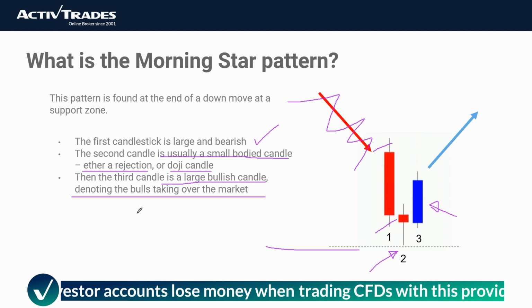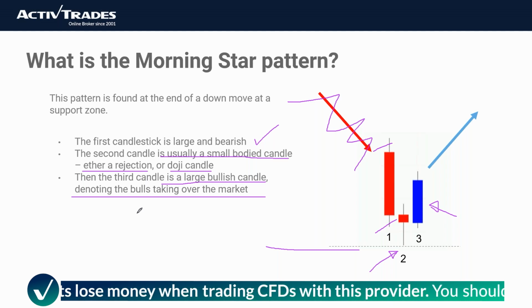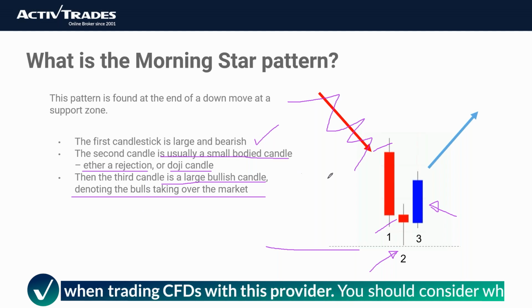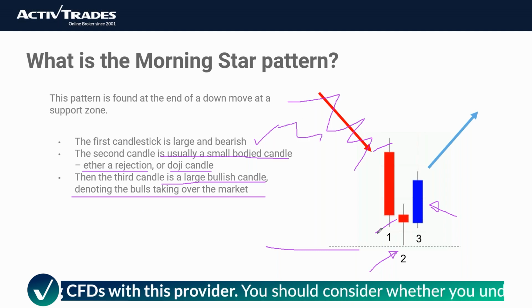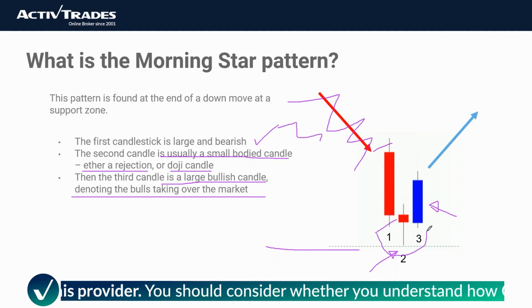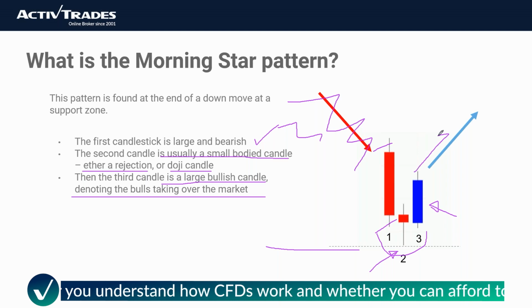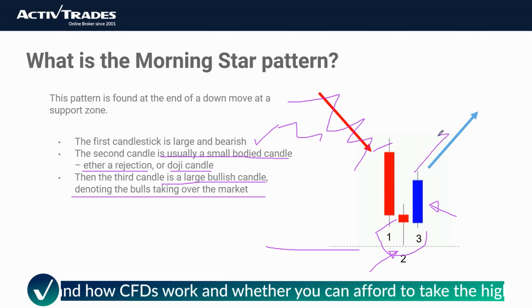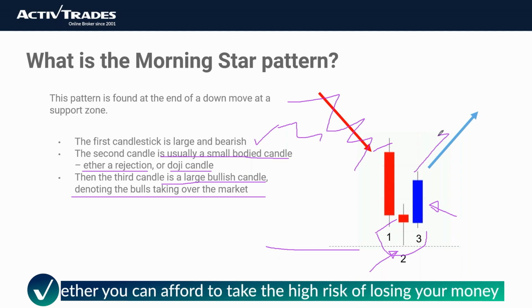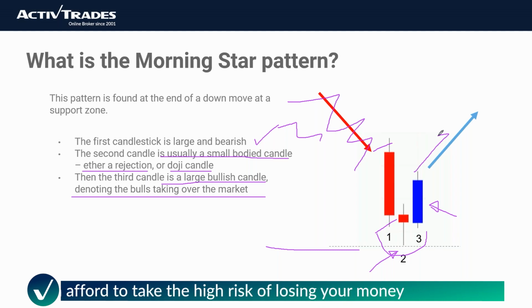The underlying narrative is that this pattern has been created because, having had the bears in control for whatever reason, the bulls have stepped in and wrestled control of the market. And so the higher probability is that the next move, the next trend, is to the upside. We're looking at that as a means to position ourselves accordingly for the future trend direction. So that is a morning star pattern.